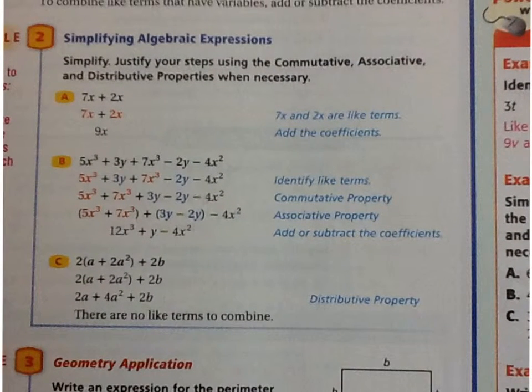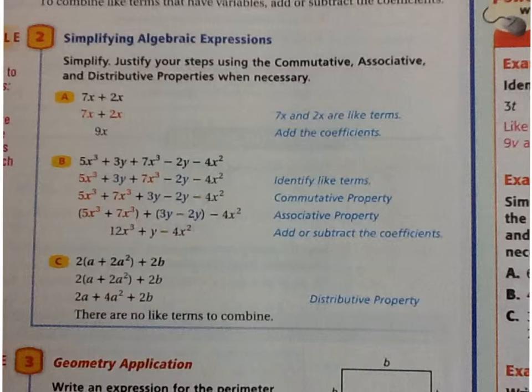All right, next part, simplify. It says justify your steps using the commutative, associative, and distributive properties when necessary. We have 7x plus 2x. How many terms are in that number sentence? There are 2. We have 7x as a term and 2x as a term. Are they like? Yes, they are. So I have 7 x's and I'm going to add 2 more x's. How many x's do I have? 9 x's. Okay, that one's nice and easy because there were only 2 terms, right?